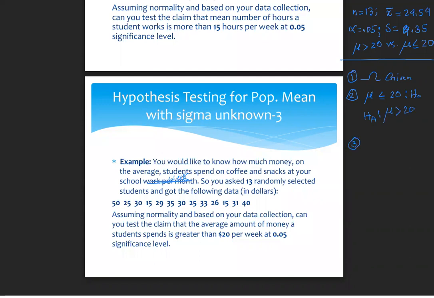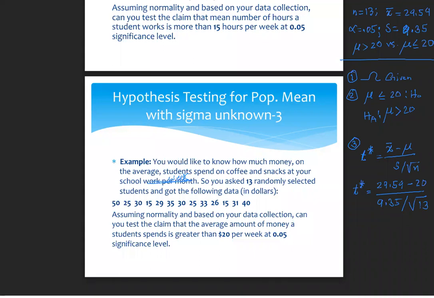Number three, your test statistic T star is equal to X bar minus mu divided by S over square root of the sample size. So T star is equal to X bar, 29.59 minus 20, which is the mean, divided by S, which is 9.35, divided by the square root of the sample size. What is the sample size? 13. So if I did the math for this, I got a 3.68.